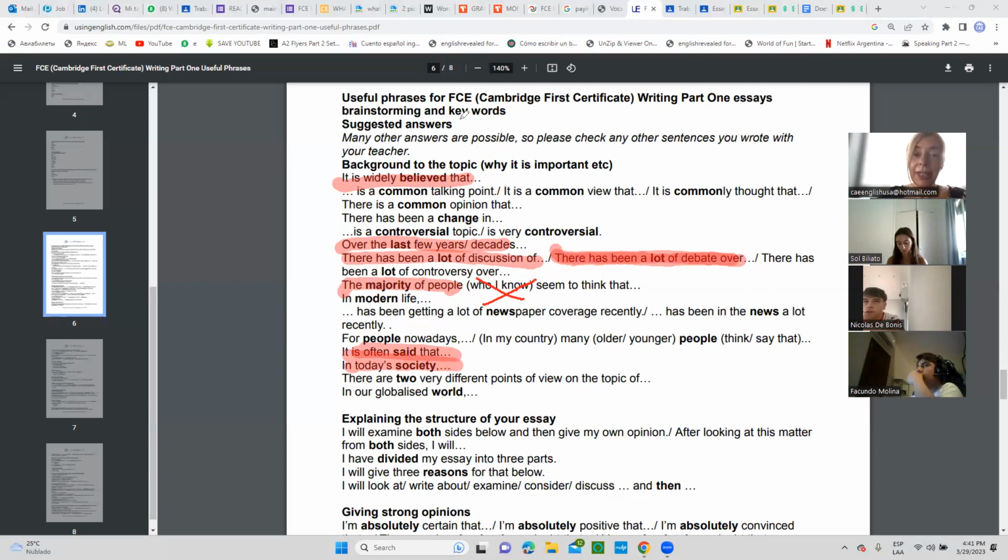Which one do I like? I like this one. It is widely believed that, or there has been a lot of discussion of, or there has been a lot of debate over. These are great ways to begin your essay. These are just some of my suggestions. You can do whatever you want. I'm just giving you some ideas.